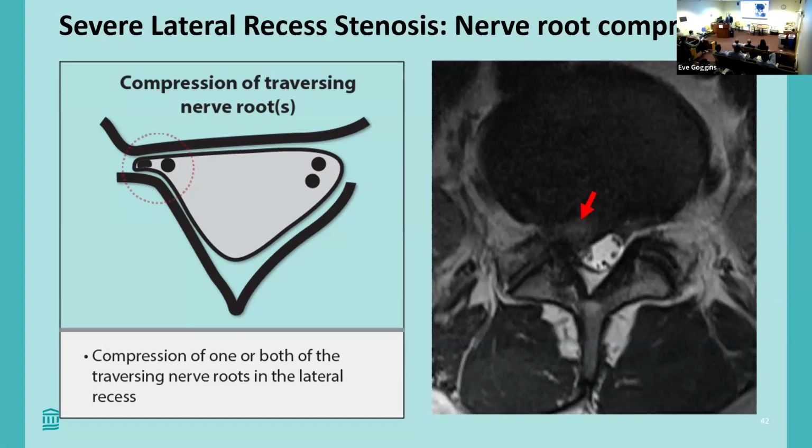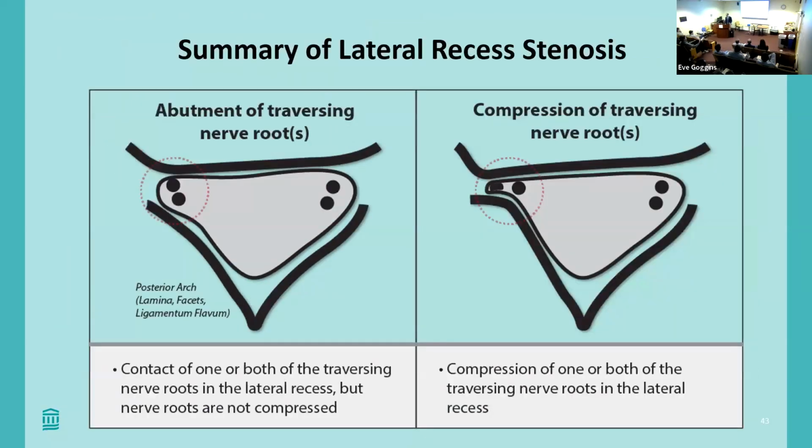Great point. And I have another case that talks about that pitfall. Mild, I probably wouldn't even mention it. I would probably just say there's a large subarticular disc extrusion compressing the traversing. But I'm so glad you asked that because in a minute I have a case that illustrates that exactly. Okay, so summary of lateral recess stenosis: mild is abutment of the traversing nerve roots and severe is compression of the traversing nerve roots.